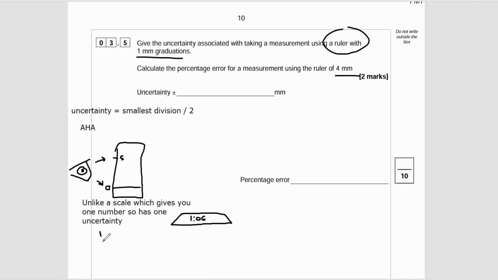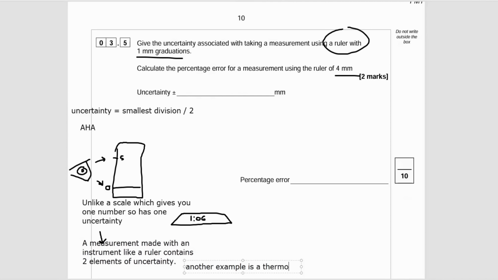So you're just looking at one number. There's only one level of uncertainty. Here, we've got to multiply our uncertainty by 2 once we work it out to get the total uncertainty. So whenever you take a measurement with a thermometer or a ruler, you are looking at 2 different points, so there is uncertainty at each point. Okay, and so there we go. Yeah, I've over-explained that. You get the idea.